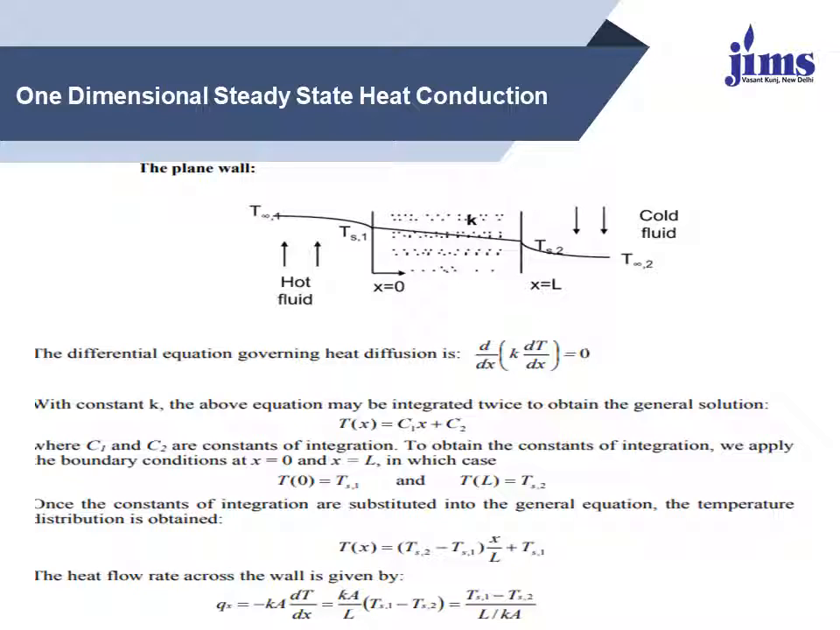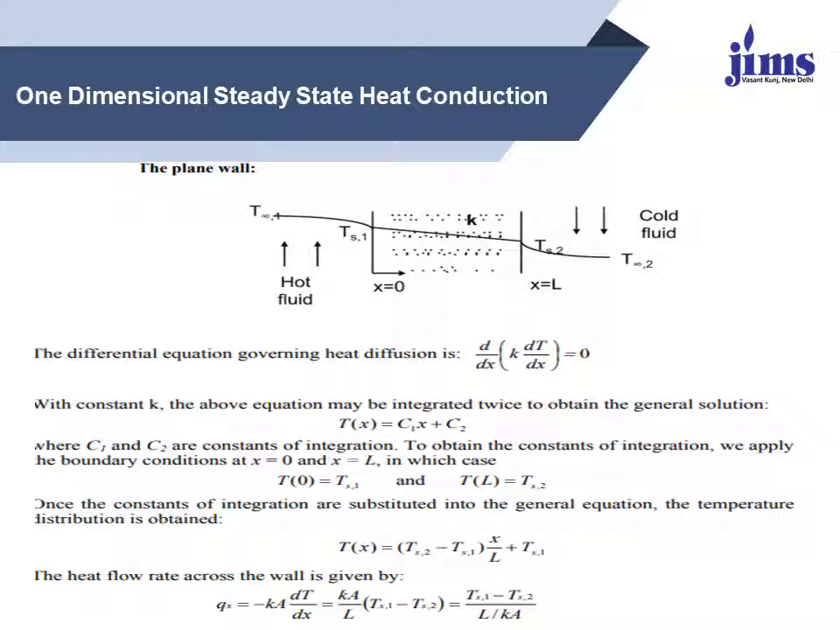So consider a plane wall having 3 layers. The inside layer is exposed to a hot fluid, the outside layer is exposed to a cold fluid, having the hot fluid temperature T infinity 1 and the cold fluid temperature T infinity 2, and the middle layer having a thermal conductivity K is maintained at Ts1 and Ts2, where Ts1 and Ts2 are the temperatures of the inner surface and the outer surface.